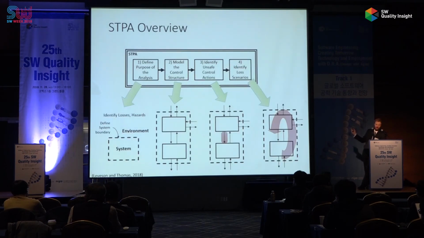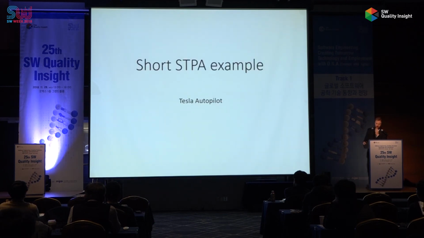Here's the entire process. I went really, really fast. I'm going to show you an example now in my remaining time, and I'll give you a link to a handbook if you want to read more. Here's the process, the 4 steps. Start with the losses, build a control structure, identify unsafe control actions, and build scenarios. Let's do a short example.